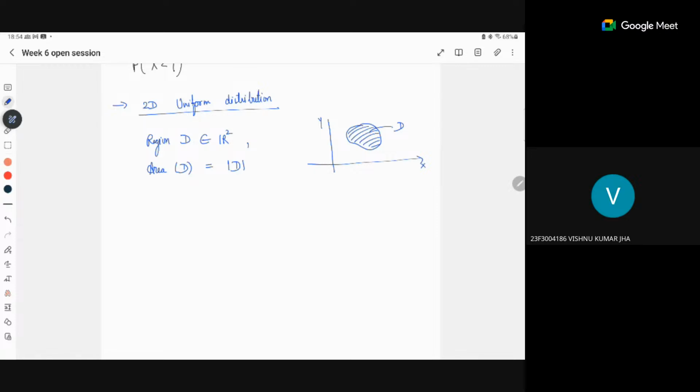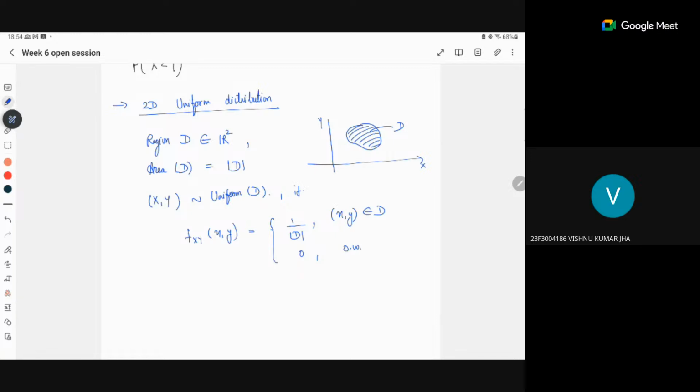Now what we are saying is that (x,y) will be uniform in D if the joint density f of (x,y) would be 1 upon mod of D for (x,y) belonging to D, 0 otherwise. Okay, this is a general case.